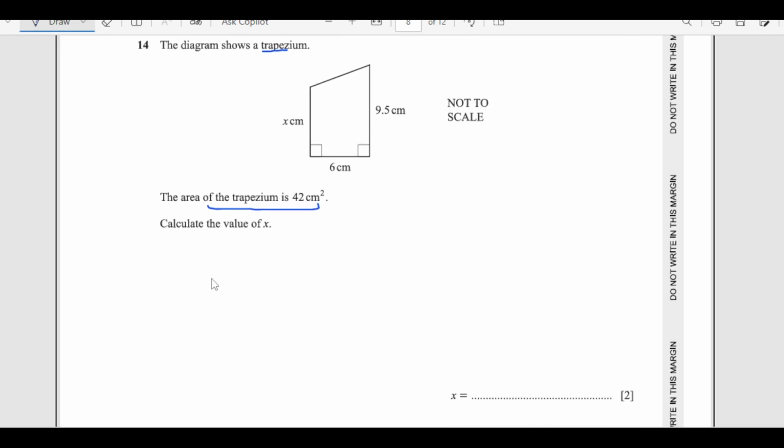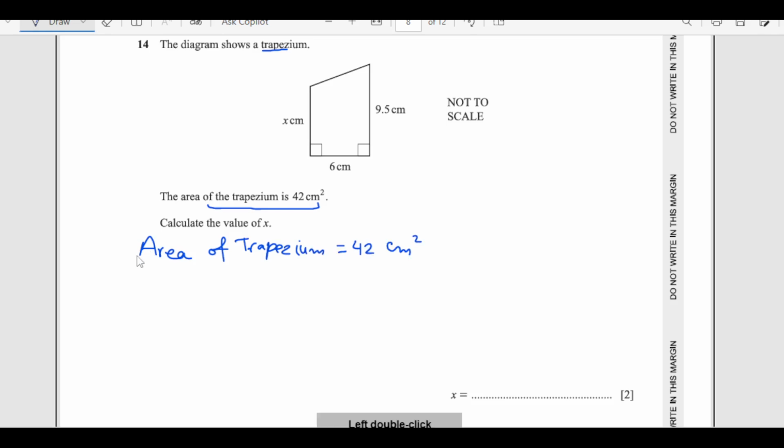Now, as you know, the formula of area of trapezium, first of all we will write whatever we are given. We are given area of trapezium is 42 centimeter squared. Now, the formula of area of trapezium is half, then sum of the two parallel sides times height. And this is equal to 42 given to us.